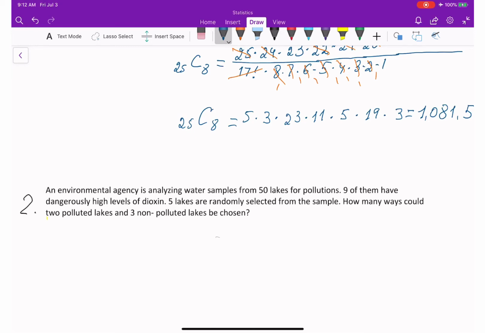Okay, so we have what? A total of 9 have been dangerously contaminated with dioxin, and out of them 2 lakes are polluted. So what do we have here?